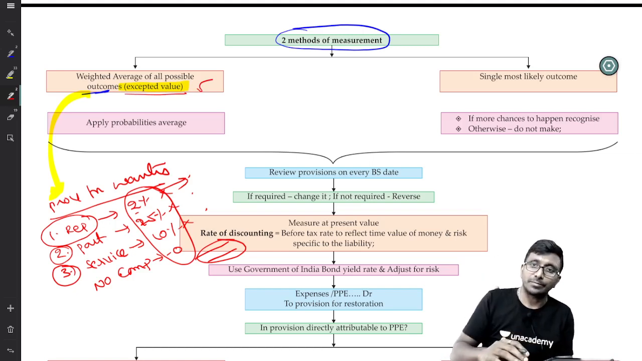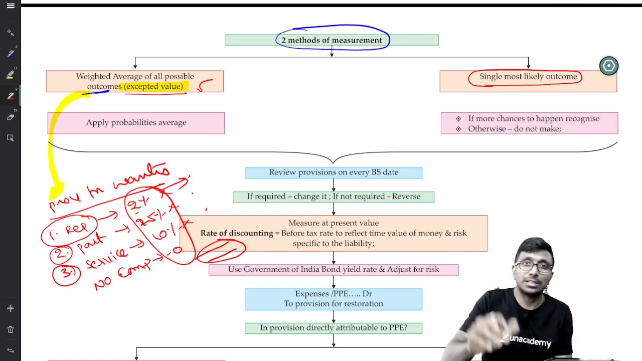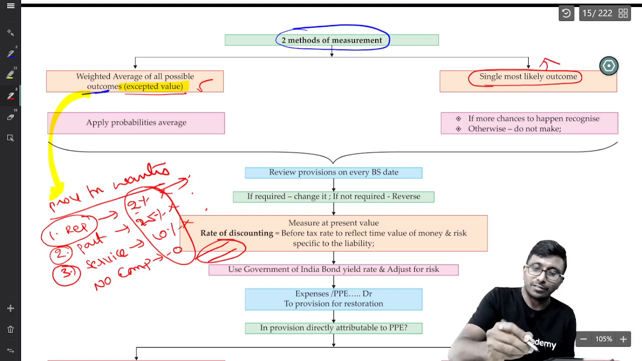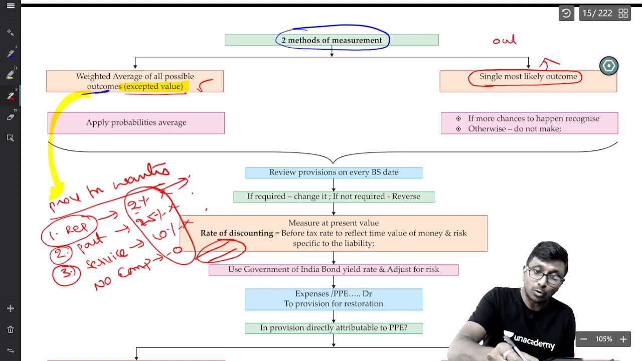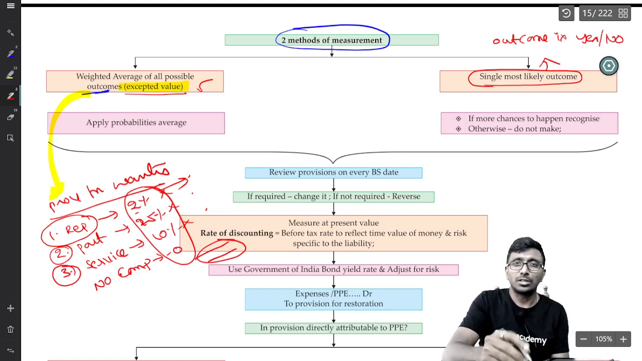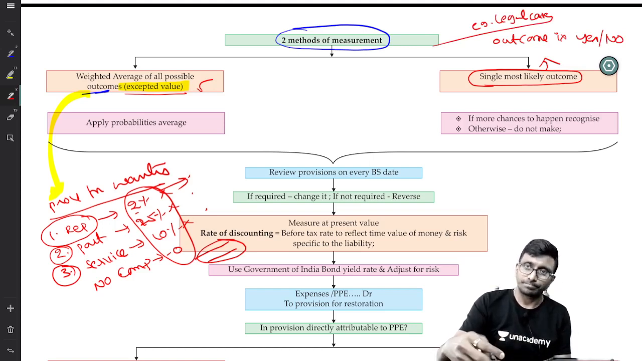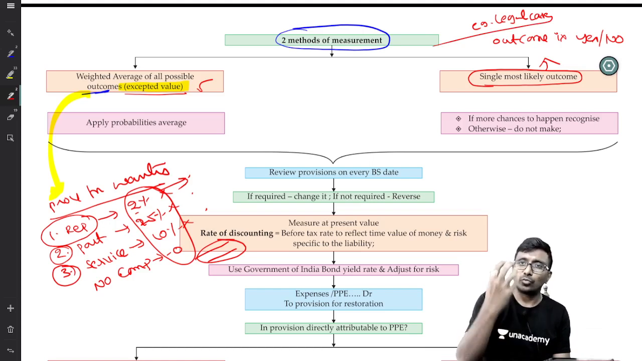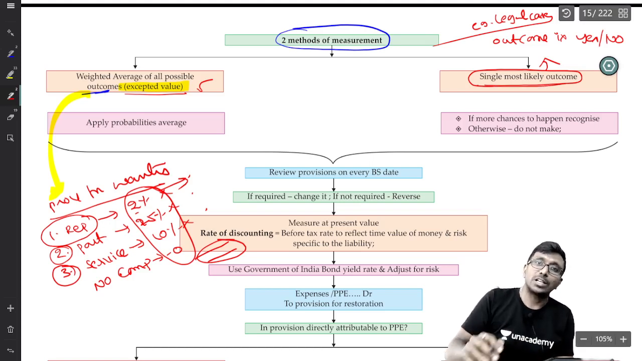And there is one more method, the single most likely outcome. You can apply this where the outcome is yes or no. For example, a legal case is the best, most suitable example. In case of a legal case, whether you win the case or lose the case, win or lose, under that circumstance you are supposed to apply the single most likely outcome.